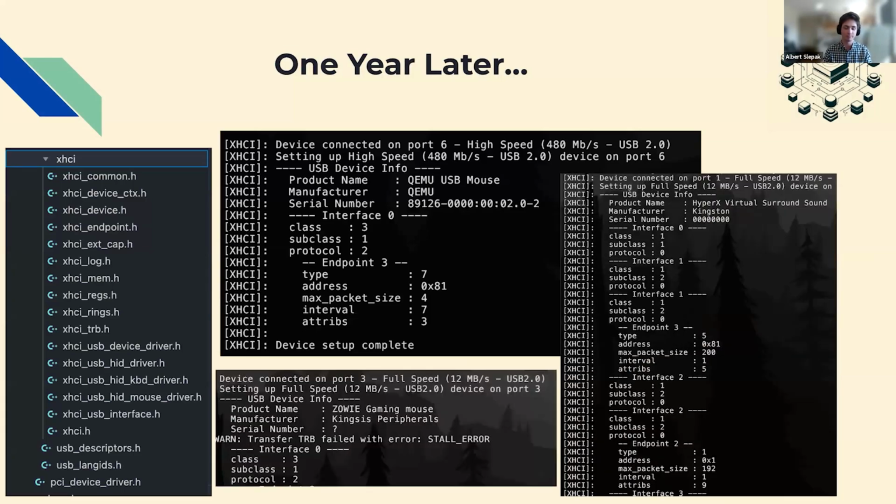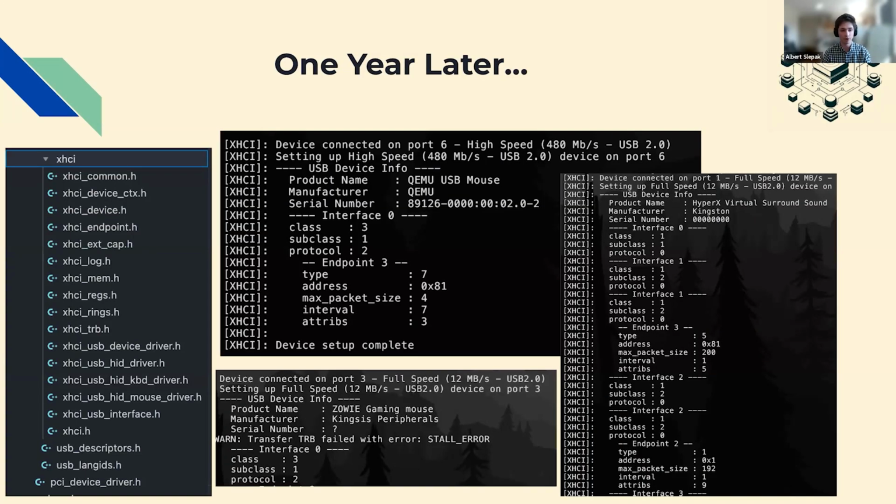So I was able to recognize and detect connected devices in both virtualization and real hardware. In these screenshots, you can see Stellax logs from the kernel identifying the connected QEMU mouse in virtualization. The bottom two screenshots showcase my HyperX headset and a gaming mouse connected to the PC, and a bunch of information about the interfaces and protocols that these devices expose.